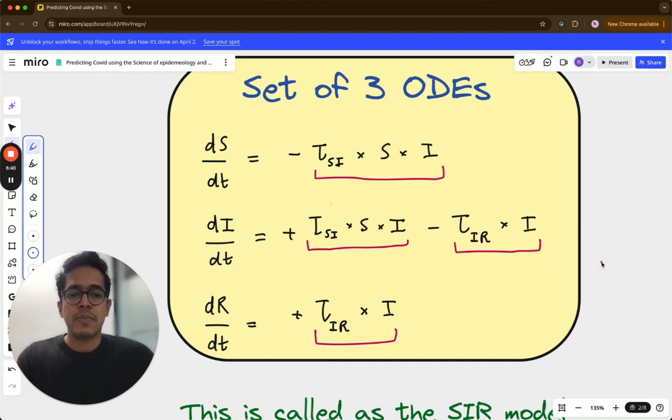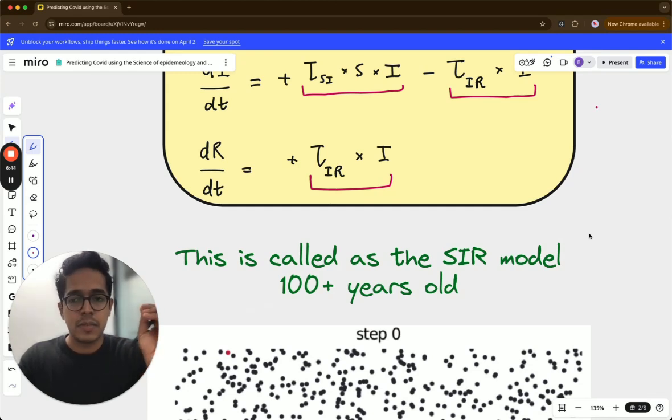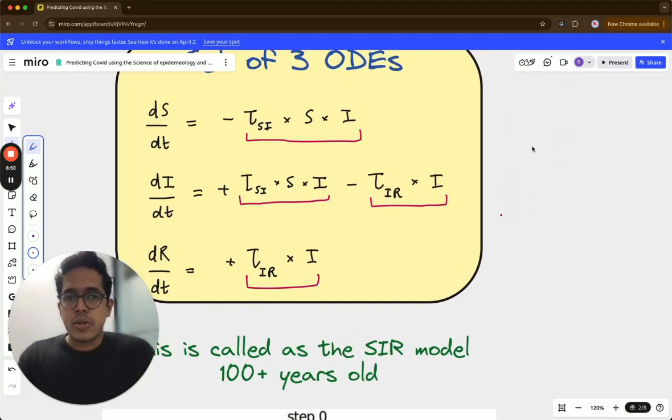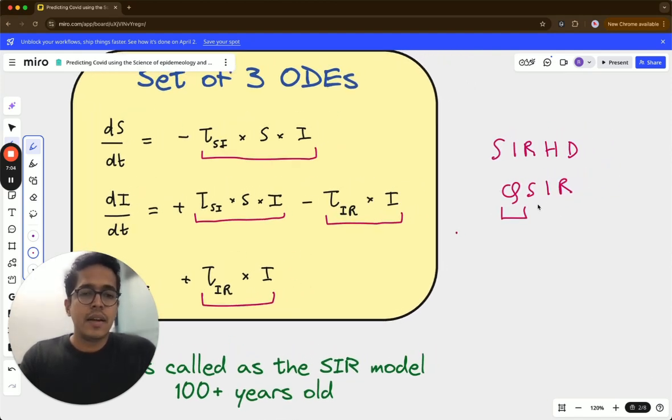So this famous model is called the SIR model. The basic versions of these models are 100 plus years old. There are many other sophisticated models also, like SIR with hospitalized and dead, so two more compartments are introduced along with SIR. There is also a model called QSIR. The QSIR model was famously introduced by Dr. Raj Dandekar from our team, who finished his PhD from MIT.